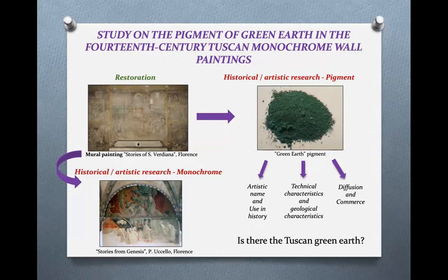I had to do research on this pigment because there is an artistic phenomenon in Italy that is called monochrome in green earth. It is an artistic phenomenon that we had during the 14th century. This phenomenon started at the end of the 13th century, and it finished at the beginning of the 16th century. And we can find wall paintings with this technique in the center of Italy and in the northeast of Italy.